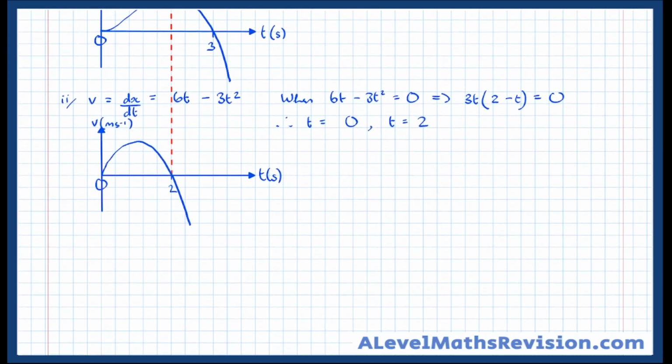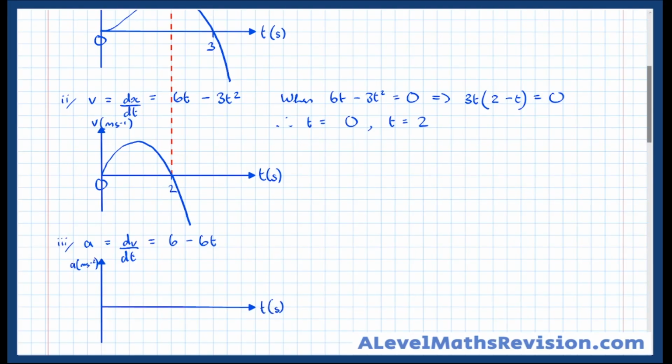Well, now we just differentiate again. So part 3, acceleration is the differential of velocity with respect to time, which in this case we can see is 6 minus 6t, which is a straight line. And there's the axes. So to find the root of this one, when the acceleration is 0, we get 6 minus 6t equals 0, which means that 6t equals 6, which means that t equals 1. So it has acceleration 0 when t equals 1.